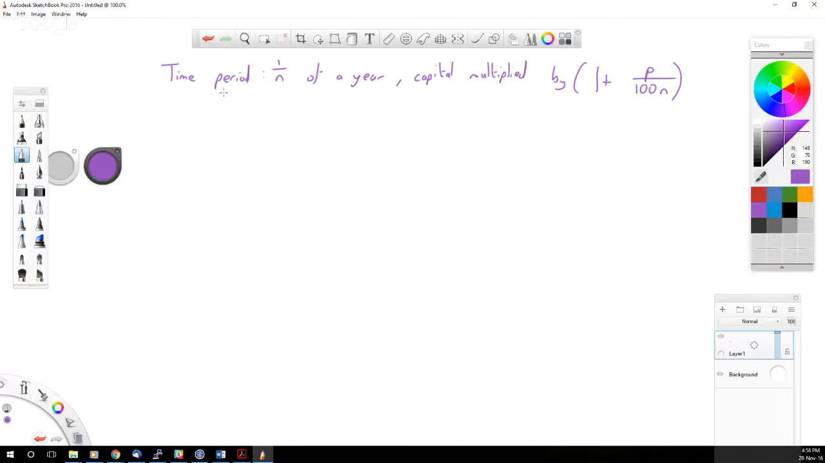Then we have to think about how many time periods are in a year. So obviously there are N of these per year. So in T years, there are Tn time periods. So afterwards, your final money is equal to your initial money multiplied by this factor to the power Tn.